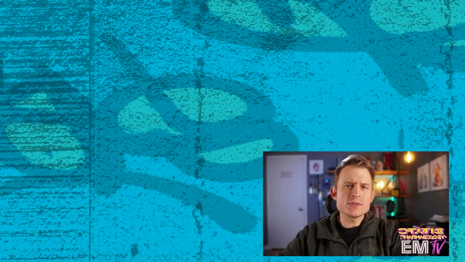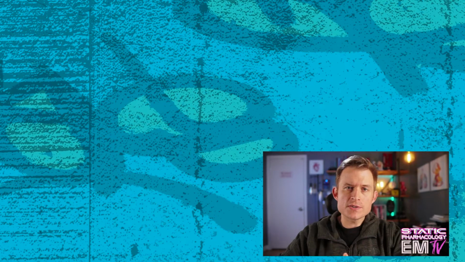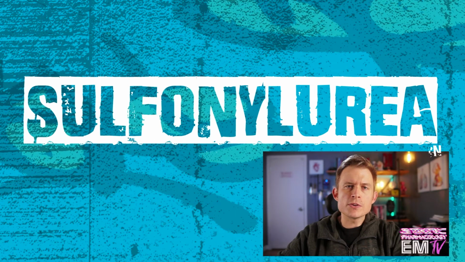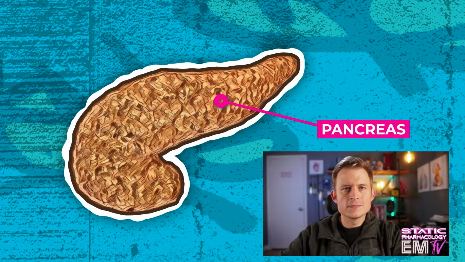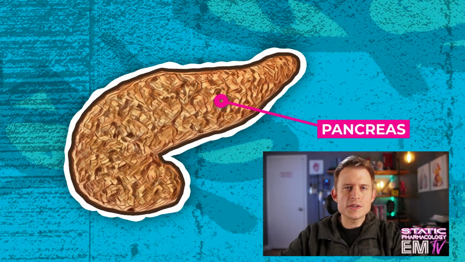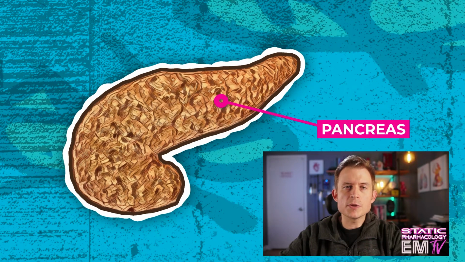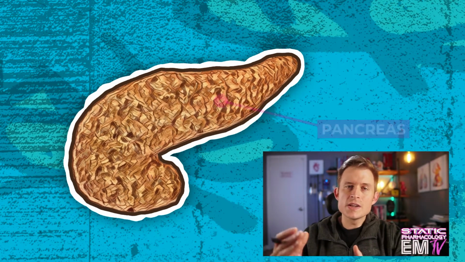Now this scenario is a little bit more complicated than you may realize. The medication that was overdosed on is what's known as a sulfonylurea. It's a class of drugs that's designed to lower blood sugar by stimulating the beta cells within the pancreas. Stimulation of the beta cells then causes a release of insulin into the bloodstream. Insulin is how our body moves glucose from the bloodstream into the cell.